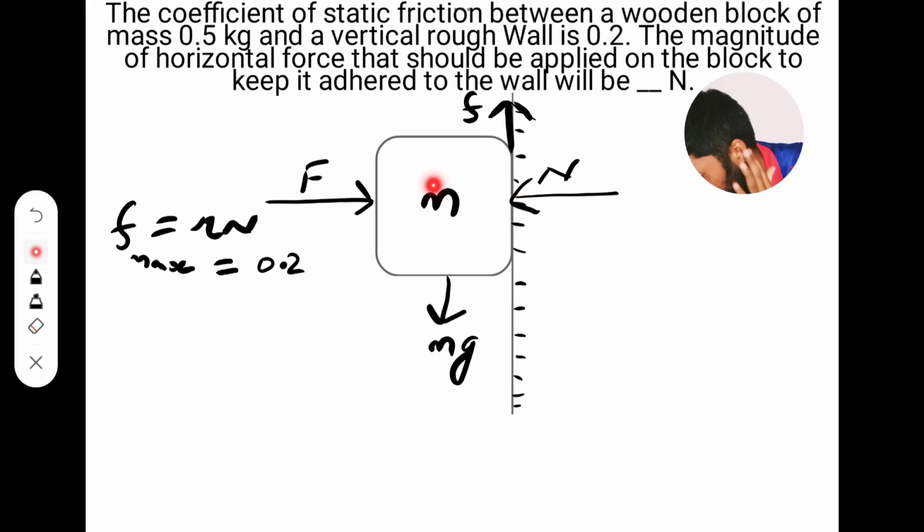Let us see this block only, okay. In free body diagram, if you see, you have to take one object, you have to isolate the given body, okay. You have to isolate the given body, you have to focus all the forces acting on that body and you have to solve the problem.